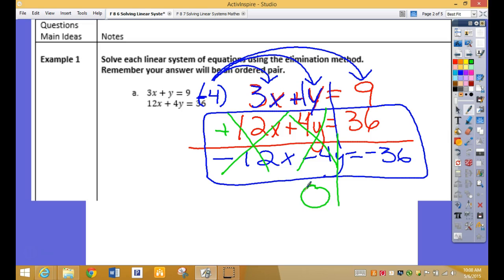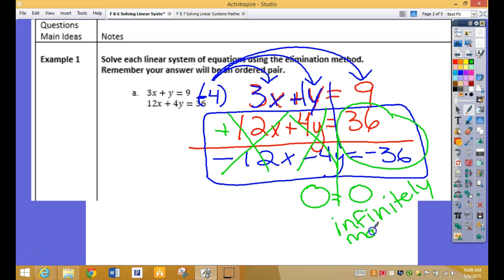So we know we have two possibilities for answers. They're going to either be parallel or the same line. If they're parallel, what will our answer be? No solution. If it's the same line, infinitely many. Well, what do we have left over here? What's 36 minus 36? 0. So that is true. 0 equals 0. Same on each side, same line. So it is infinitely many solutions. Right?